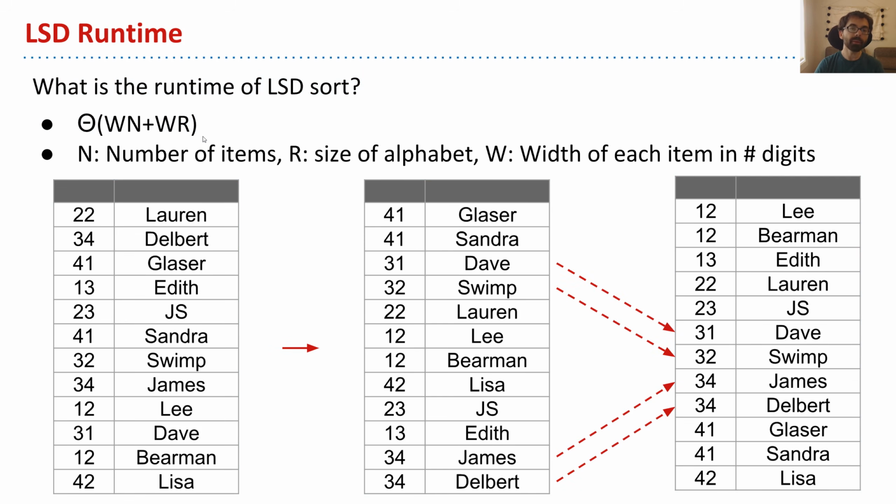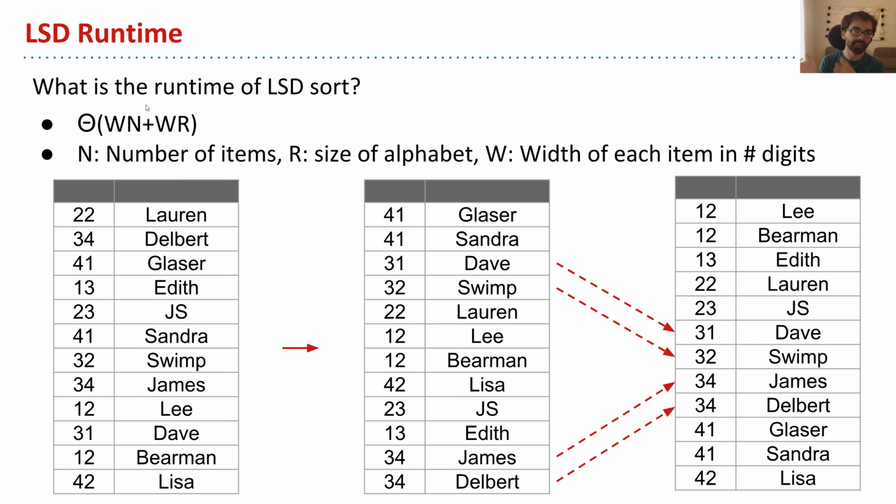Why? Well, remember that counting sort is n plus r, and w is the variable letter I picked to match our optional textbook. Maybe you would pick D, I don't know, or L, whatever would be fine by me. But here w is the width of each item in terms of its number of digits. So here w is 2, so the overall runtime would be 2 times n plus r, and if I just distribute that out, I get wn plus wr. So I think it looks slightly nicer.